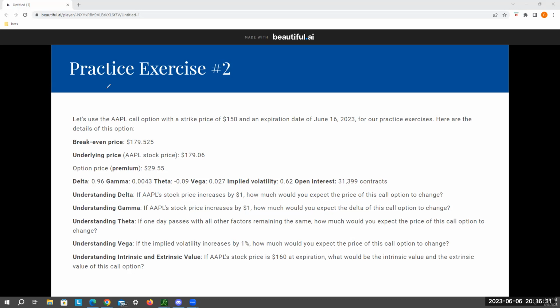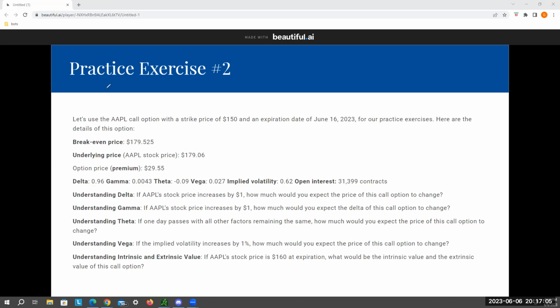The break-even price is $179.52. That's the price at which you will break even, because remember, you pay a premium to get into that contract. So you're automatically, most of the time, down on your position as soon as you enter it because you're paying a premium. Your break-even for this contract right now is $179.52. The underlying price, which is the current value, is $179.06. You need the price of Apple to go up to $179.52 just for your contract to be worth what you paid, right? Now, your option's price, which is known as a premium, is $2,955.